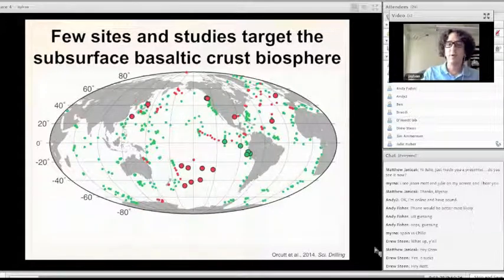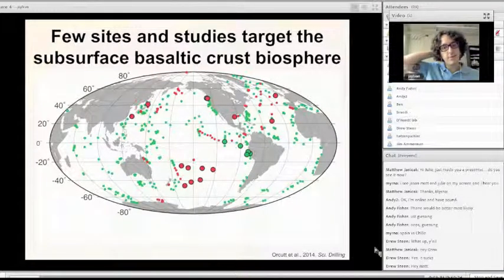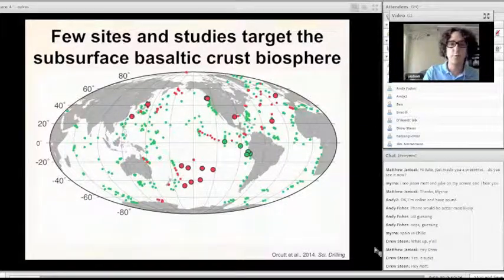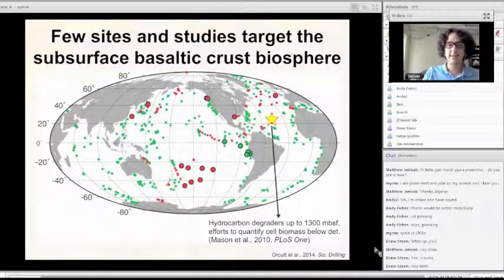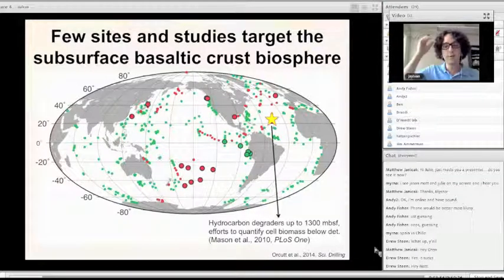So you can see from this plot that the microbiology in drilling studies has been a small proportion of the total work. And then on top of that, most of these sites are actually studies that were targeting the sedimentary biosphere. So there are a few sites that we do know quite a bit about, or at least a little bit. And one of these would be the Atlantis Massif during IODP Expedition 304 and 305.